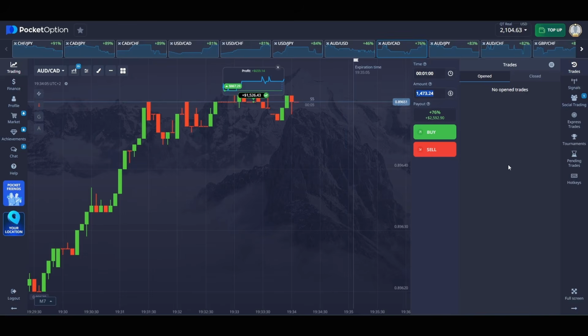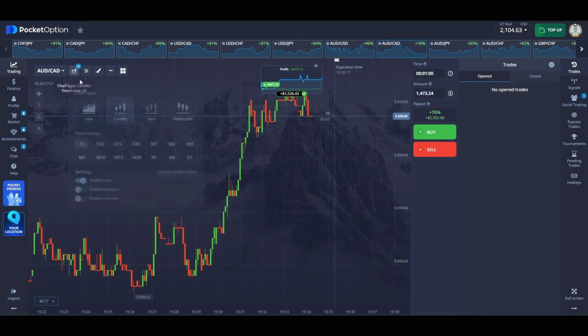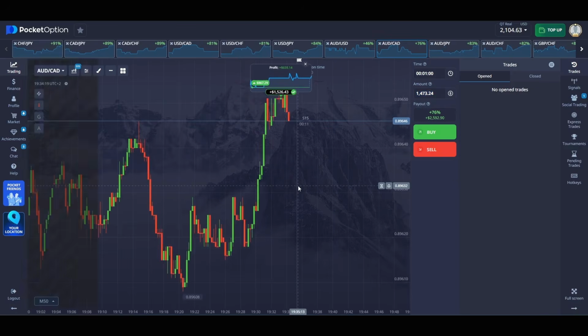If I lose this trade, then I'll have $700 left in my balance. If not, then I'll be way in the profit. That's why I'll open the next trade for $1,400. Unfortunately, I can't use 5-second candles anymore because the volatility is gone.